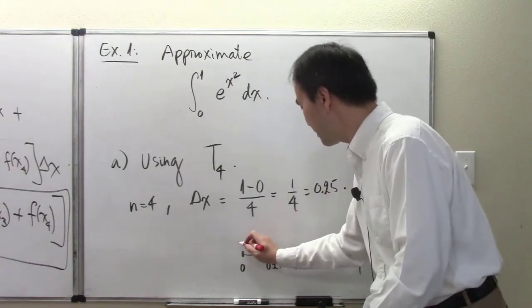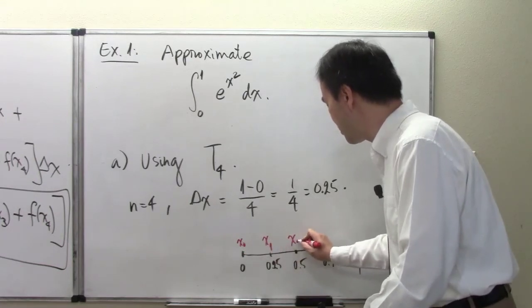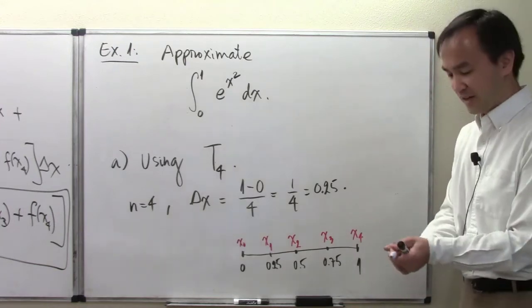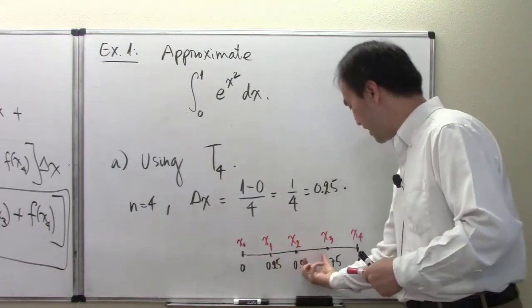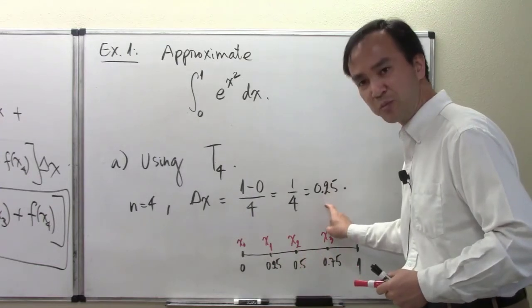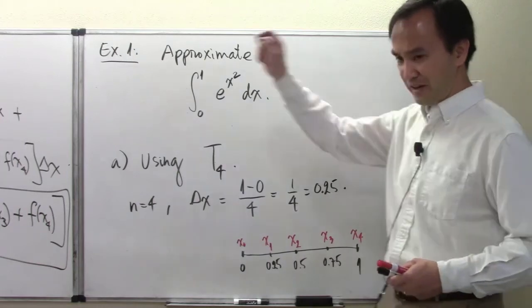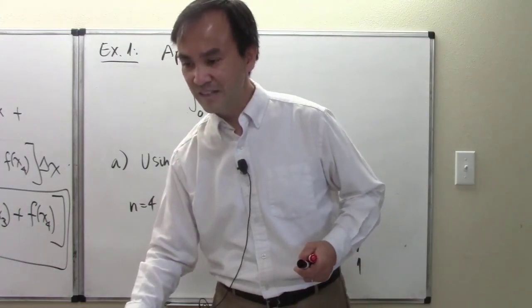This point right there, at 0, is x sub 0. This is x1, this is x2, this is x3, and this is x4. That's how I'm seeing it. And any of these delta x is that same amount of space, 0.25. Now I am going to navigate to the other board, quickly erase the board, and then we're going to work on that.